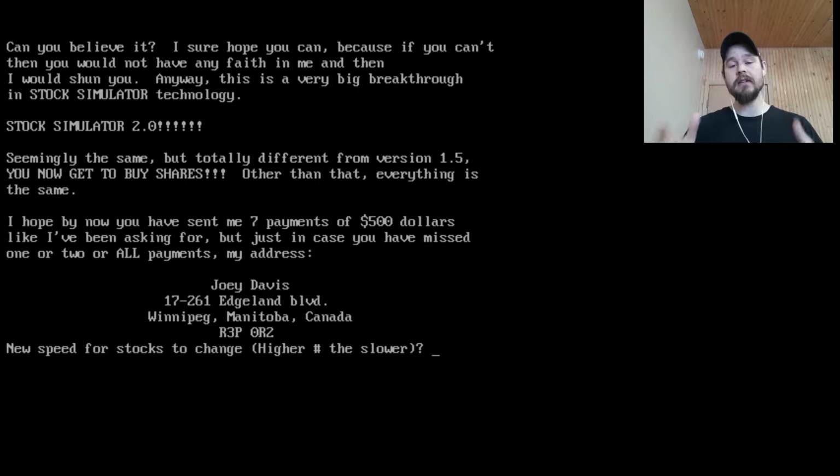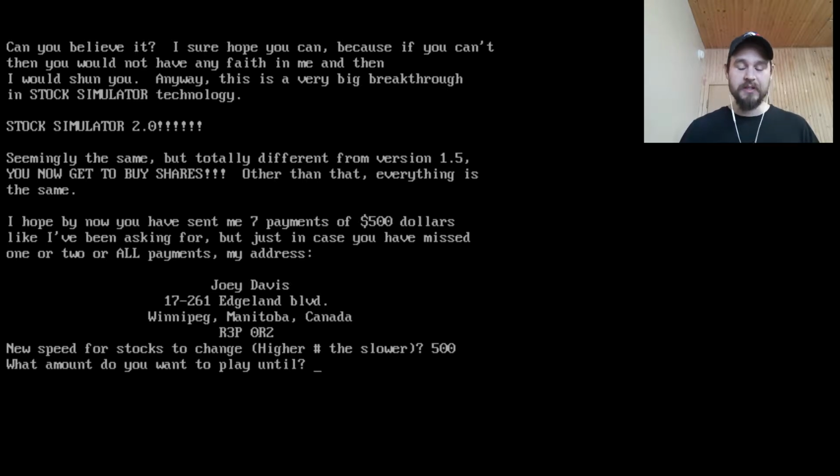So, originally Stock Simulator was my attempt at recreating Stock Ticker, and then I realized, no, I can't do that, and so I went off on another tangent. But now it looks like I added shares to Stock Simulator, and so that prompted the decision to call it a 2.0 release, I suppose. So I don't know what number to type in there. 500. What amount do you want to play until? Oh, okay, so I get my own ending, customized ending. Well, let's play to $1,000.